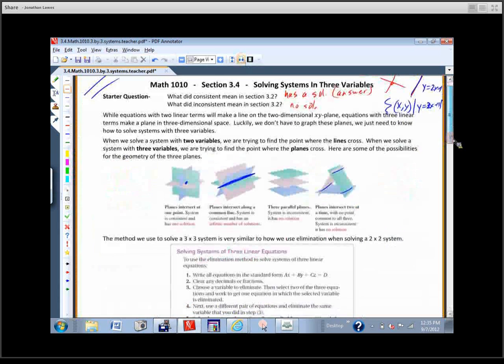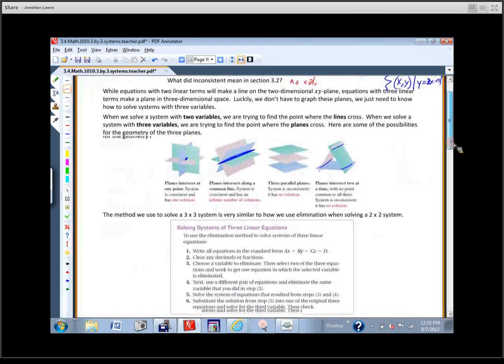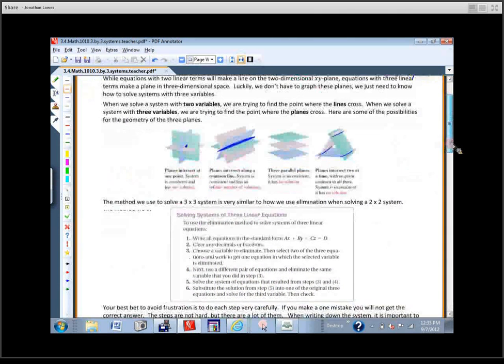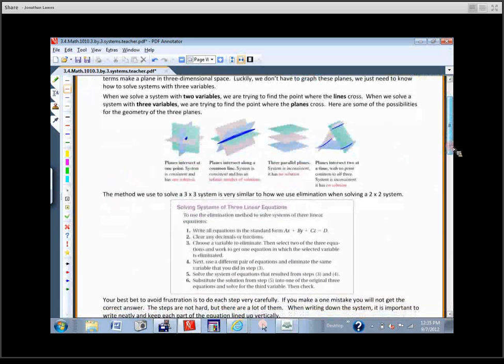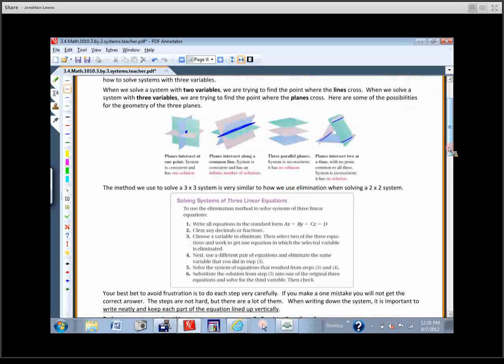Any questions there? Okay. So on your paper, it's got a description of how to do these. This is taken right from the textbook. It's very similar to how we solved a 2x2 system, so it's got 6 steps, so it's actually not that bad. It's not like you have to memorize each one word for word and then go through it step by step. So it says write all equations in the standard form: x's, y's, z's, and then a number on the other side. So we want all the variables collected on the left side, a number on the right side. Clear any decimals or fractions.